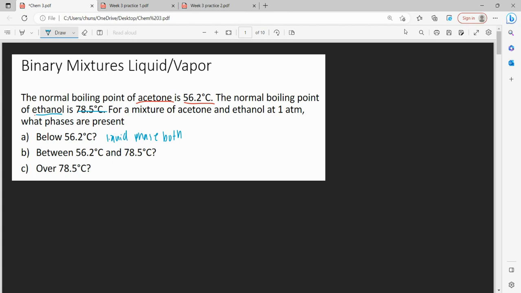Now between 56.2 degrees Celsius and 78.5, we will see both liquid and vapor. So then this ethanol has just turned to vapor, and so has our acetone in between this scale. So then we'll have both liquid and vapor, and finally over 78.5 degrees Celsius, then we have vapor phase, both components.